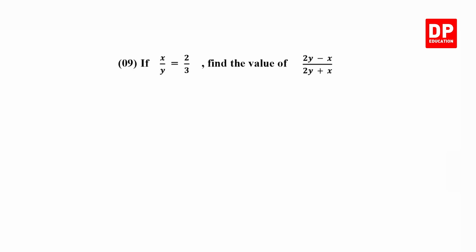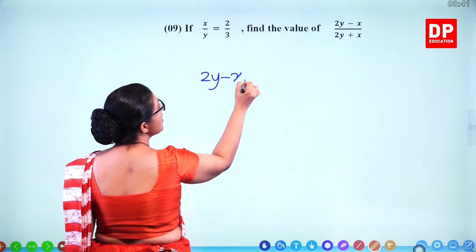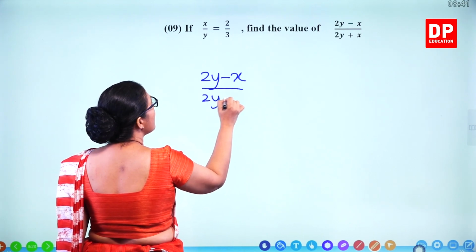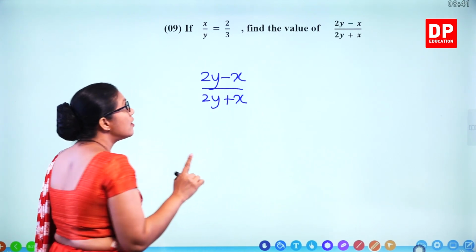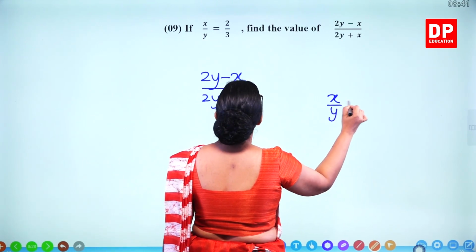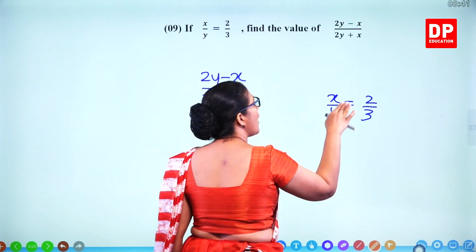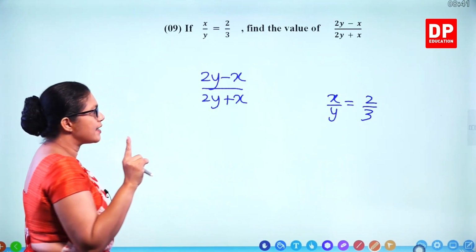Question number 9. X to y is 2/3. Find the value of 2y minus x over 2y plus x. That's a good question. Can you remember? You can use the ratio method. X to y is 2/3, so if x is 2, y is 3. So you can use that.